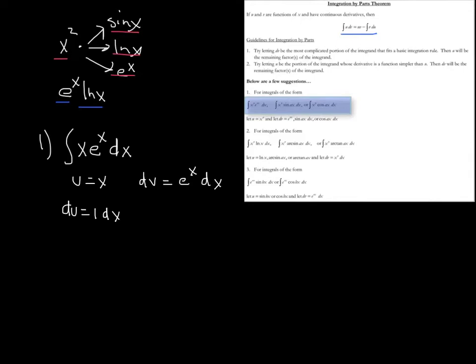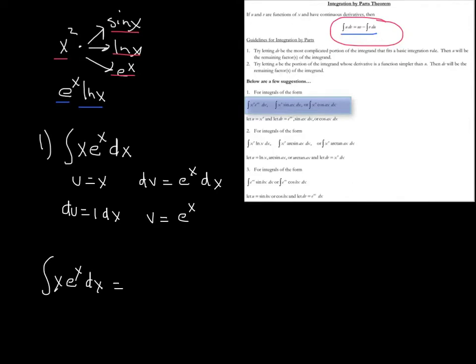And here, to get v, you're going to integrate, because if you integrate dv, an integral and a derivative cancel, so you're going to integrate both sides, and you're going to get v is equal to, well, the nice thing about the integral of e to the x is it's just e to the x, because the derivative of e to the x is e to the x. So the integral of e to the x is e to the x as well. And then all you're going to do is plug it into this little formula for integration by parts. So we're going to say the integral of x e to the x dx is equal to uv minus the integral of v du.